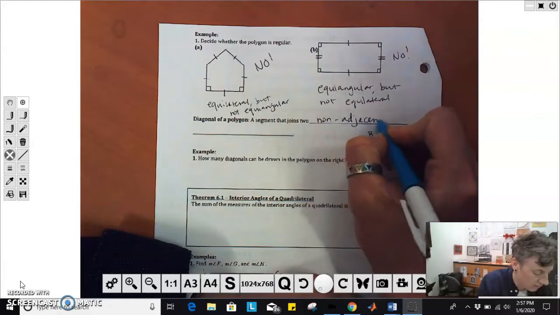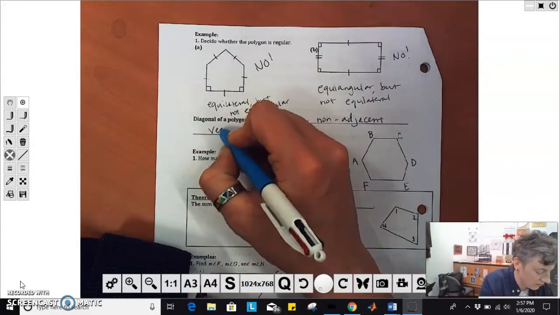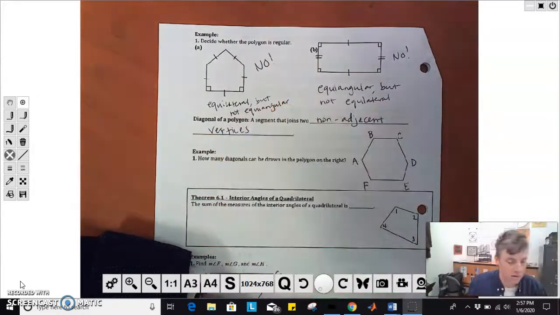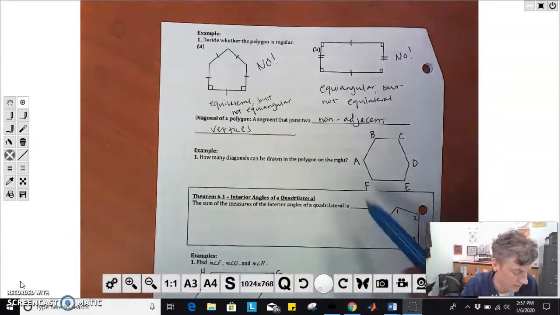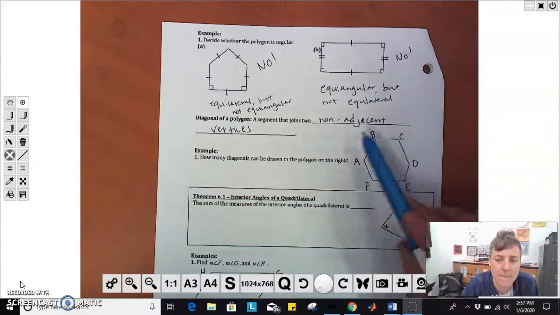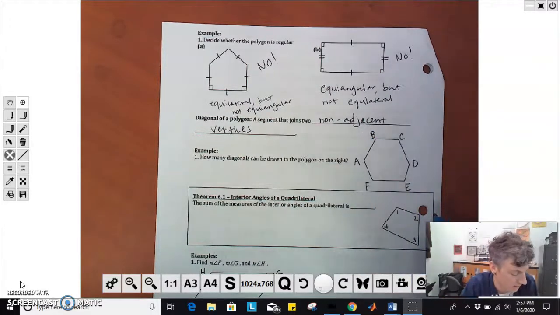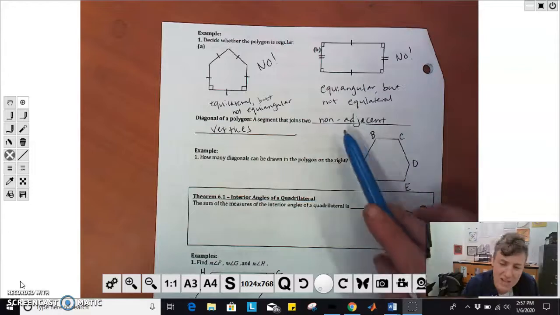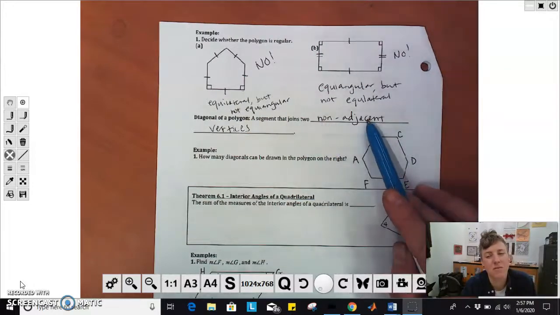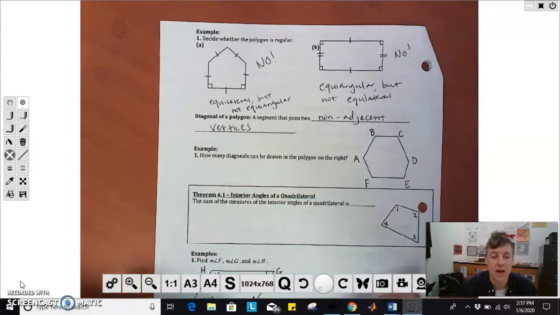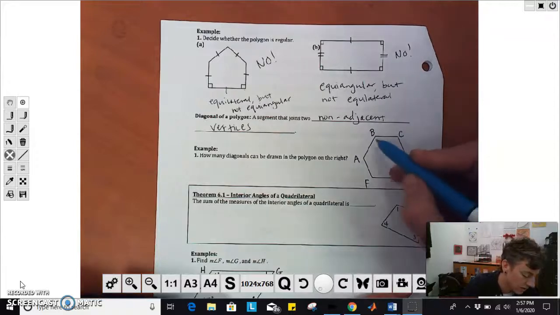Non-adjacent vertices. Okay, so let's, in example 1 here, check out this polygon and find some diagonals. Remember, what does non-adjacent mean? It means not right next to each other. So, some non-adjacent vertices here.